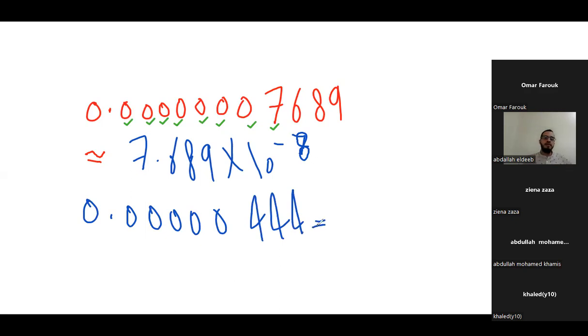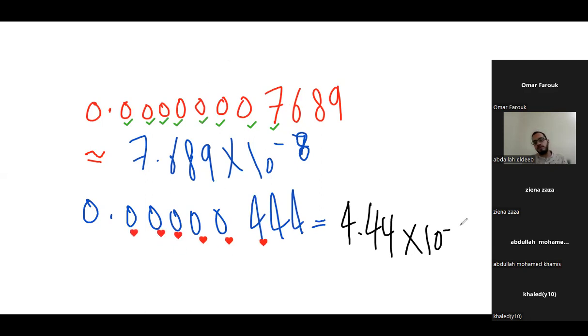Okay, answer it please. 4.44 times 10 to the negative 6. Let's check: 1, 2, 3, 4, 5, 6. Negative 6. 4.44 times 10 to the power of negative 6. Is it difficult?